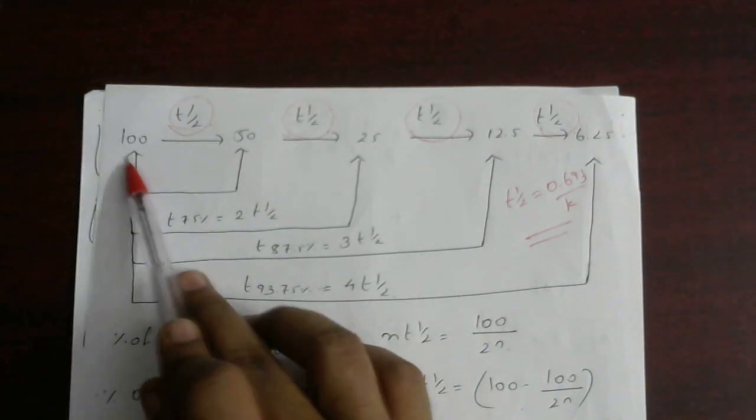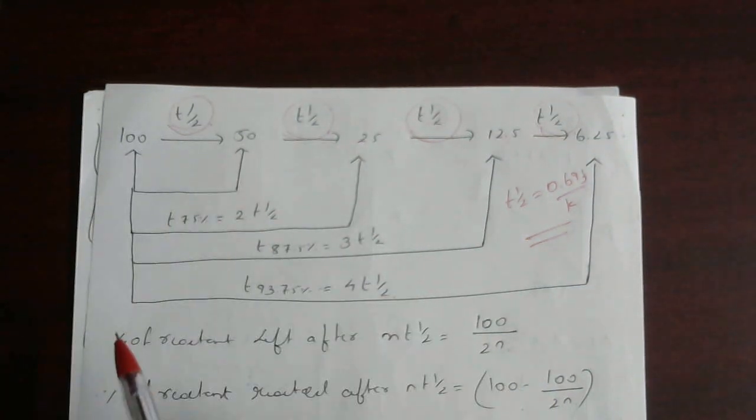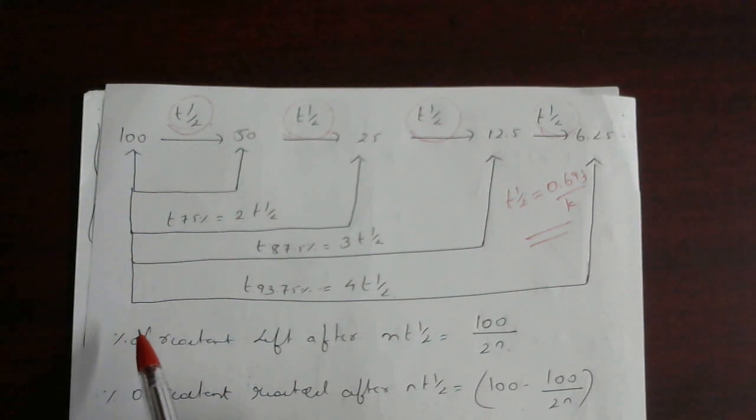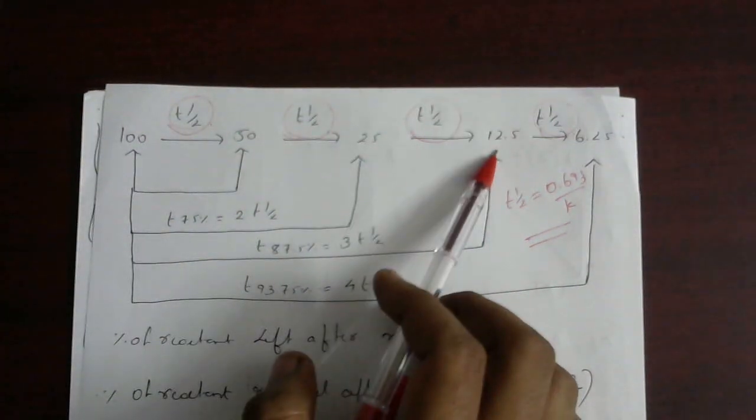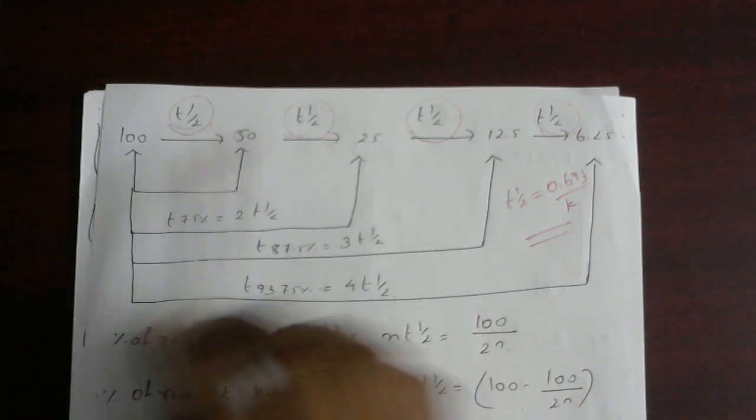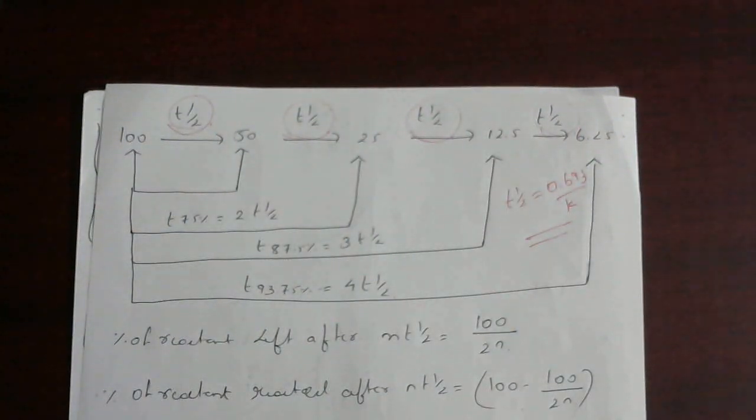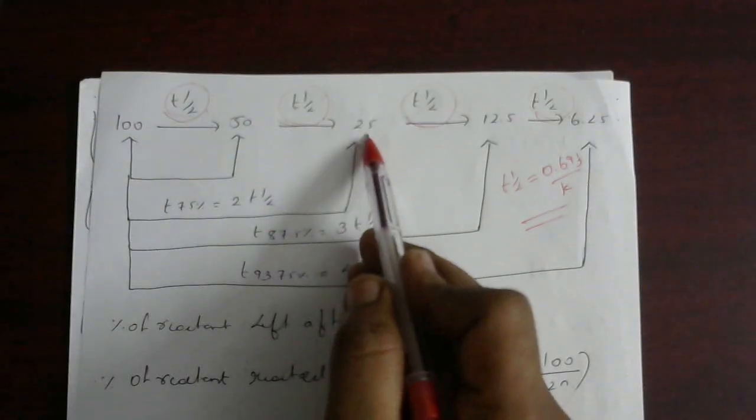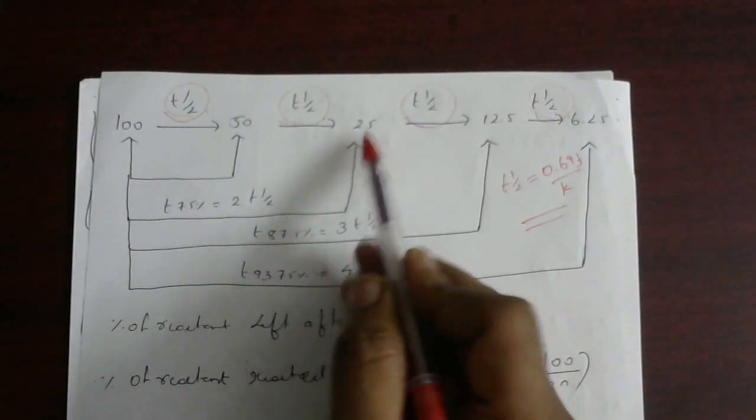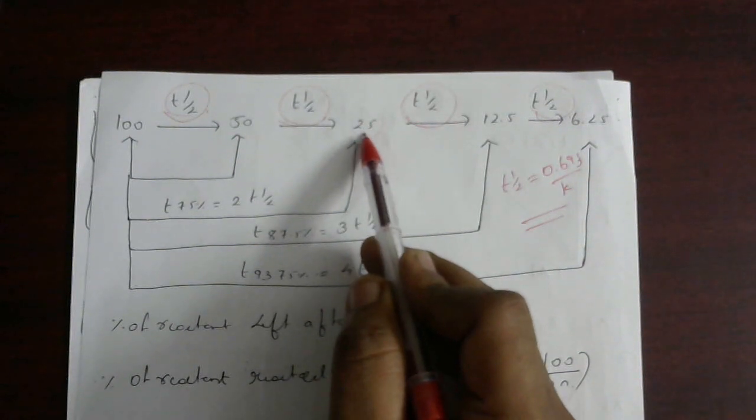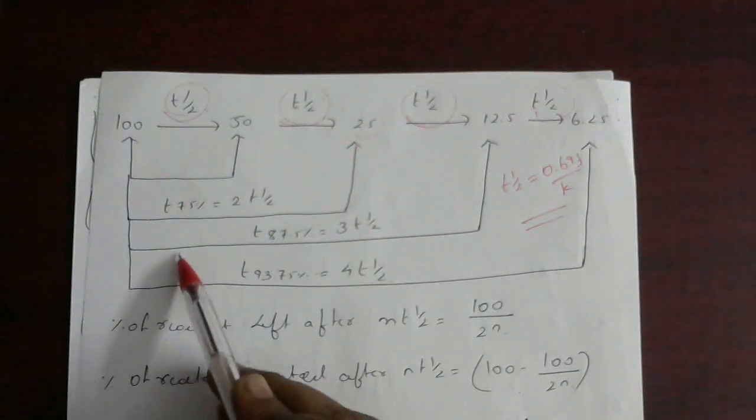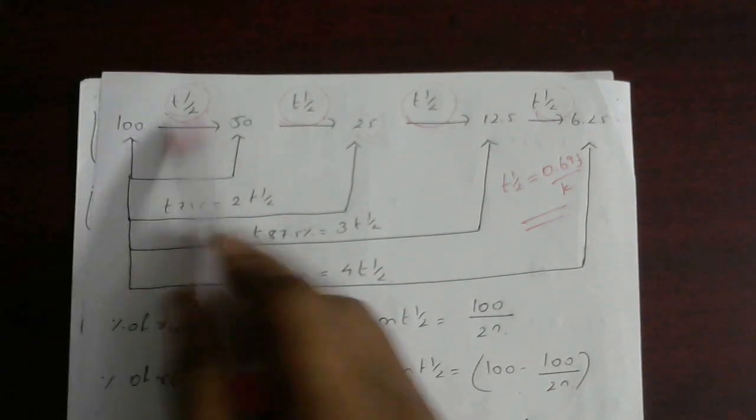If you want to go 100 to 25, then 2 times t half. Clear? If you want to go 100 to 12.5, it is 3 times t half, then 4 times t half. Let me explain in brief. So 100 to 25, let me take here. This is remaining. How much it got reacted? 75. So T 75 equal to 2 T half.